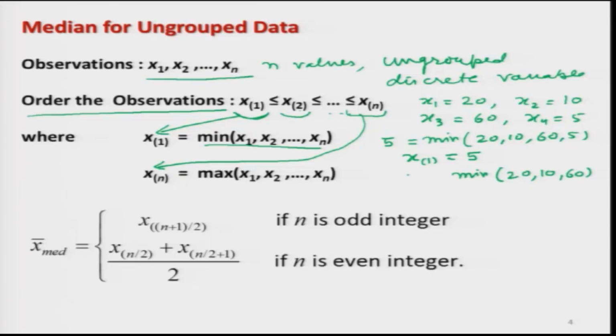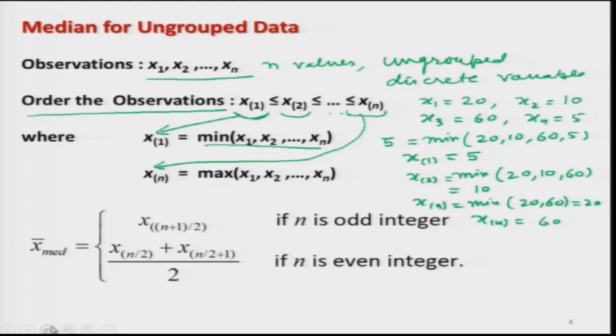So, this gives me the second ordered value, which you can see here is 10, and similarly x(3) is the minimum value among the remaining values, 20 and 60, and this is equal to 20, and obviously then the largest value is 60. So, you can see here the difference between the simple observations and the ordered observations.